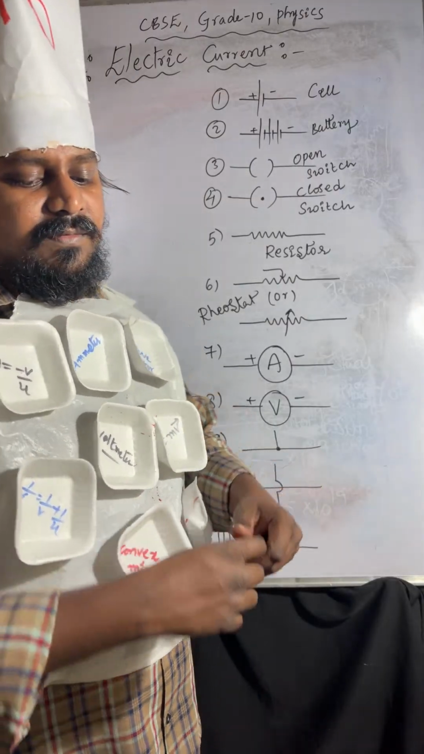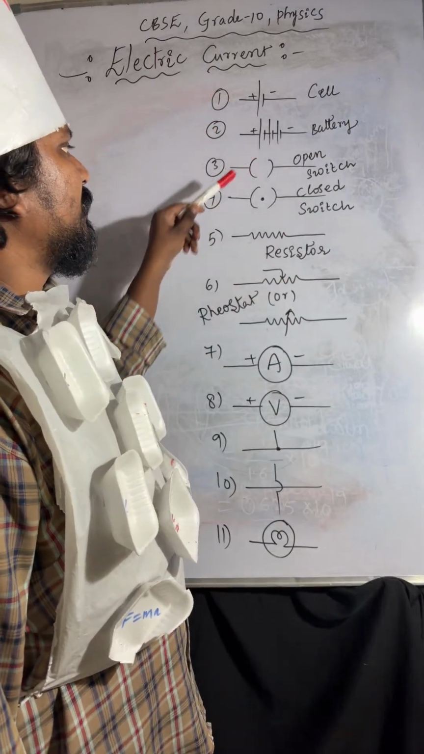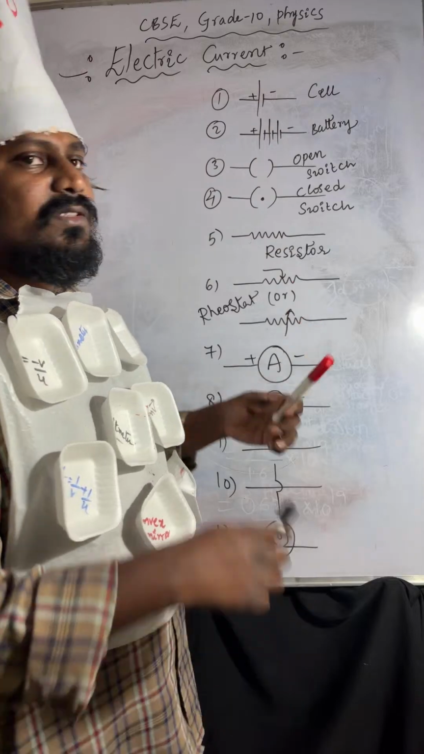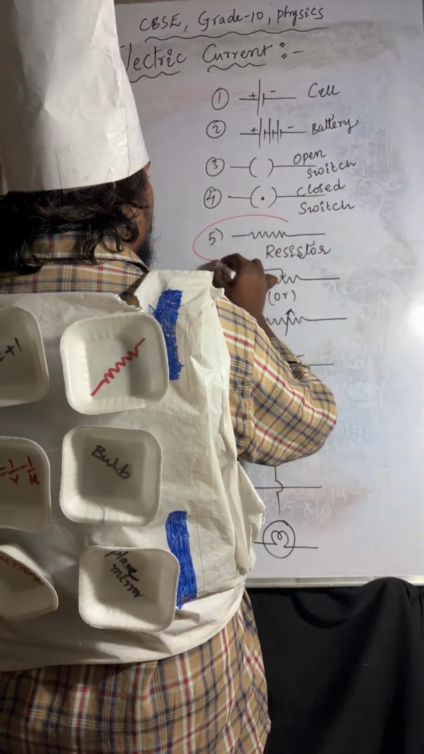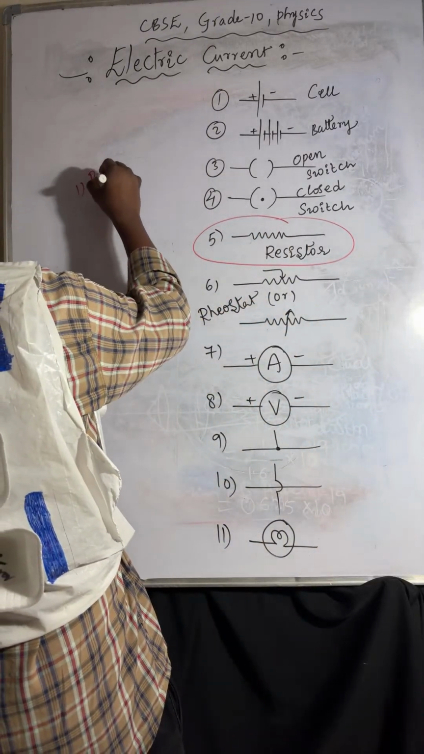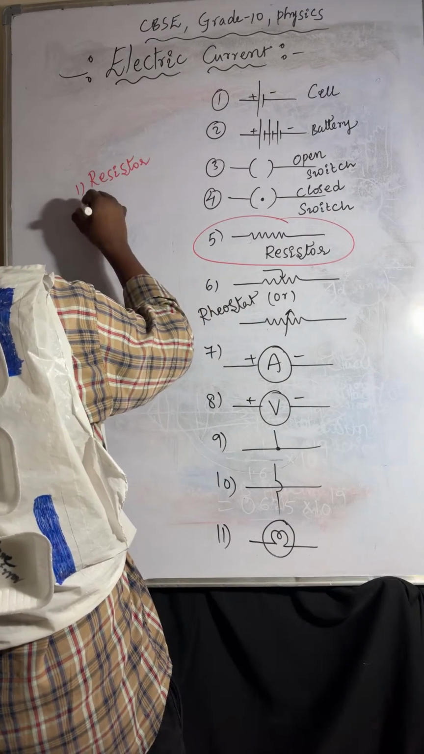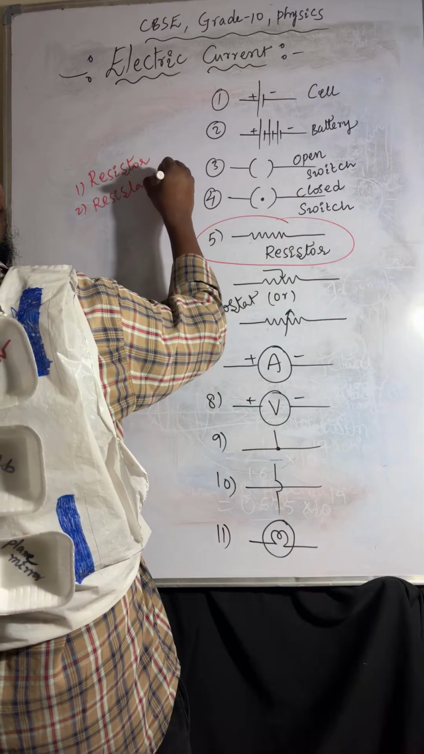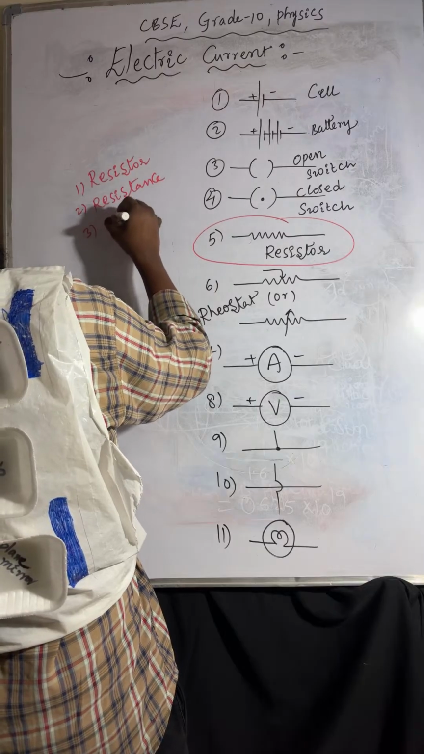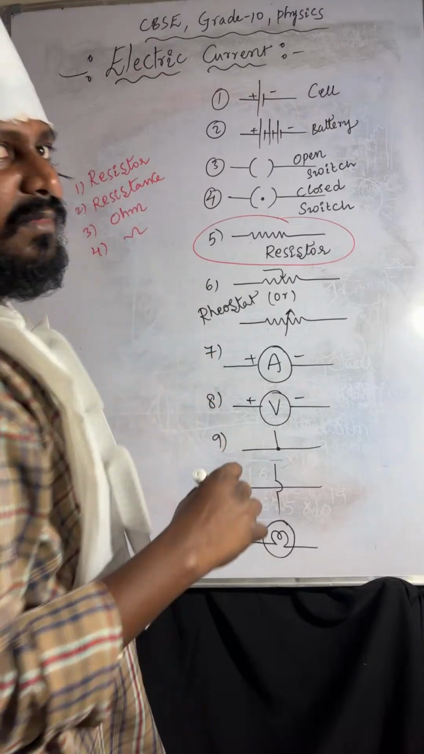Once again you can observe here: cell, battery, open switch, closed switch, resistor. So here we need to talk about resistor. Resistor is a device which is used to oppose electric current in the circuit. Second one is resistance, third one is ohm, and fourth one is symbol.